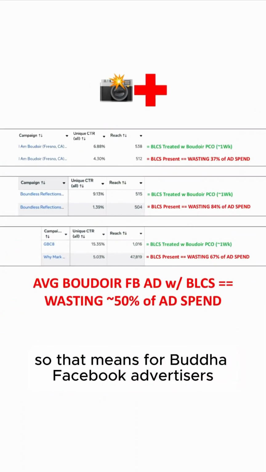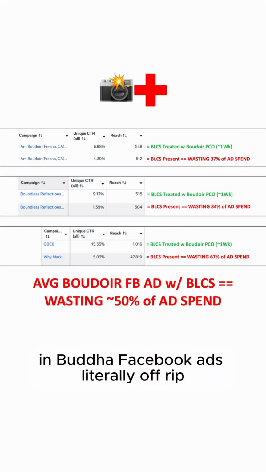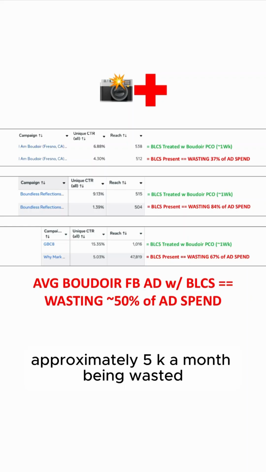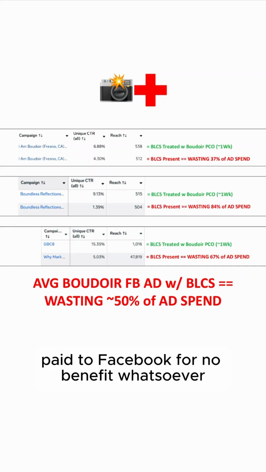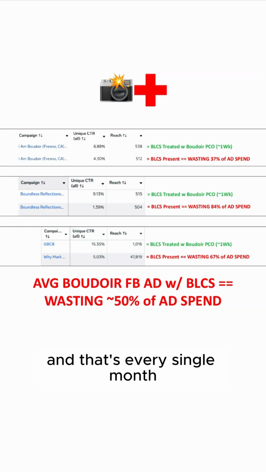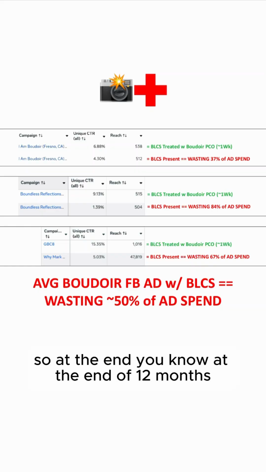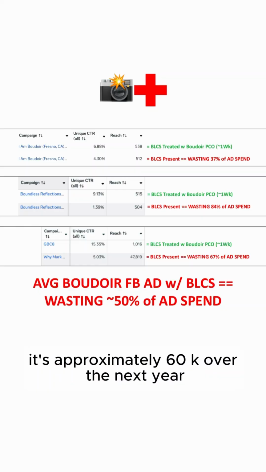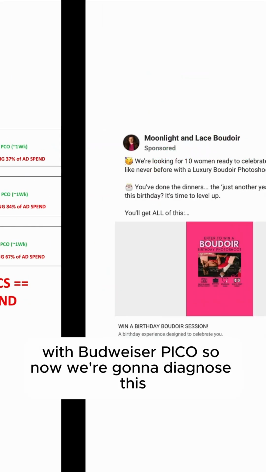So that means for Boudoir Facebook advertisers spending more than 10 grand a month in Boudoir Facebook ads, literally off the rip, approximately 5K a month is being wasted, paid to Facebook for no benefit whatsoever. And that's every single month. So at the end of 12 months, it's approximately 60K over the next year with Boudoir Pico.